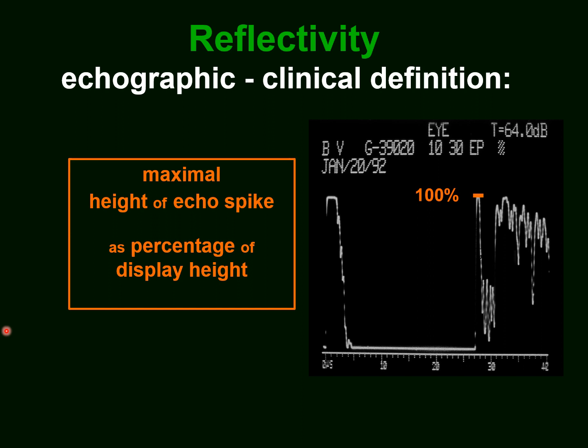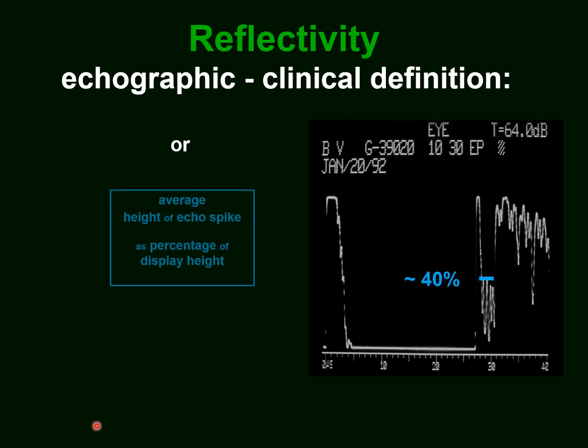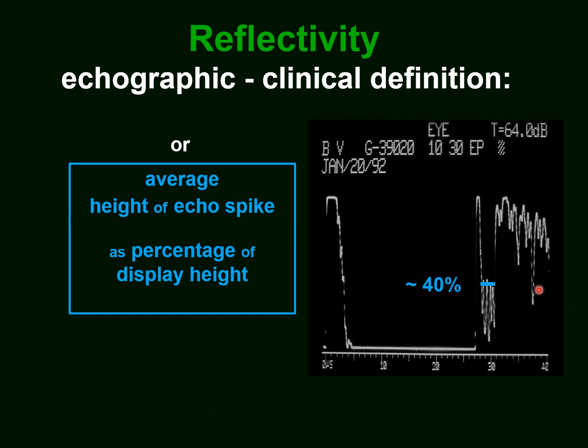It is the percentage of the maximal height of an individual echo spike, like here the surface spike of the malignant melanoma here, as percentage of the display height, 100% in this case, or the average height of all the echo spikes from within a tissue here within the malignant melanoma as percentage of the display height. That's about 40% in this case.